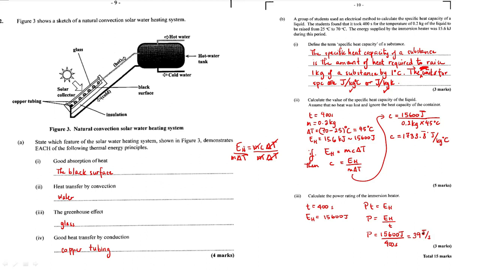And these are the units of power. We get 39 joules per second. So I hope you got that answer.